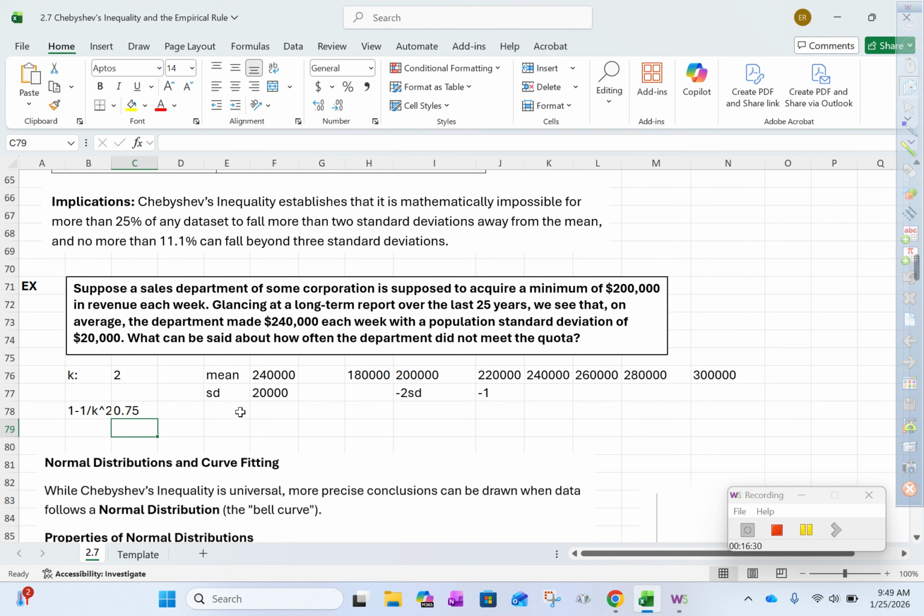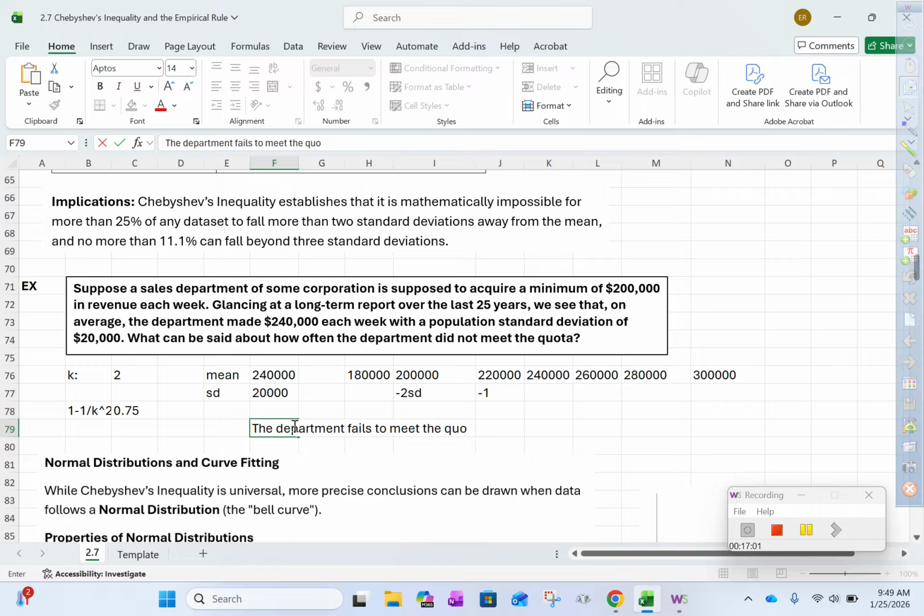So at least 75% of the time, we are within 200,000 to 280,000. We want to know what can be said about how often the department did not meet the quota. The reverse of that would be less than 25% of the time. So they fail to meet the quota less than 25% of the time.